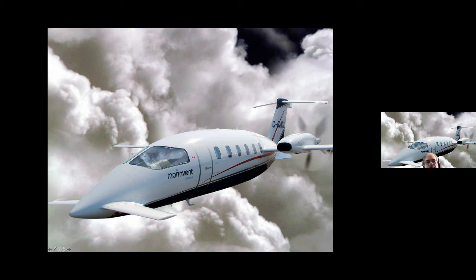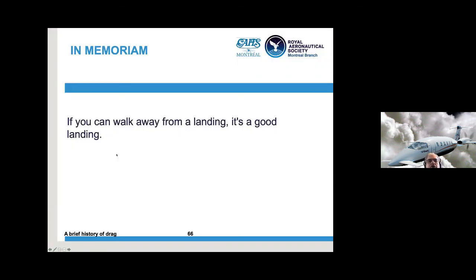It looks more like a popsicle stick. So I just have to recognize one of my colleagues who departed us earlier this year, who came up with these quotes. If you can walk away from a landing, it's a good landing. But I like part two, which is if you can use the airplane the next day, it's an outstanding landing.